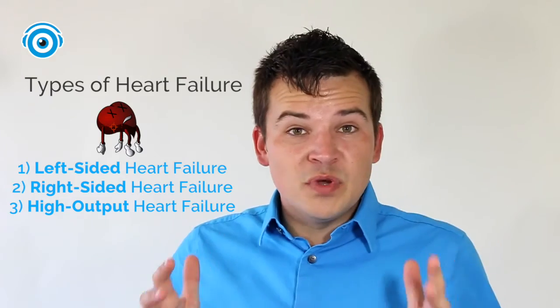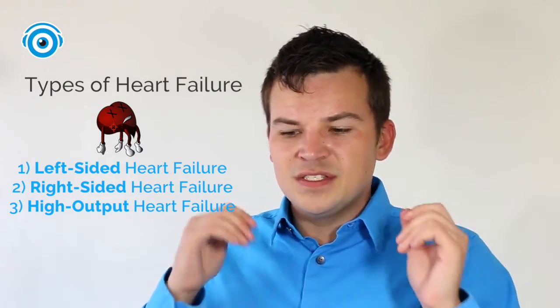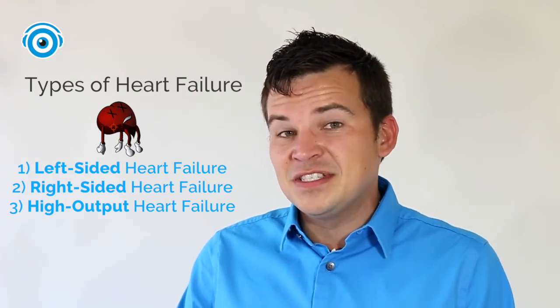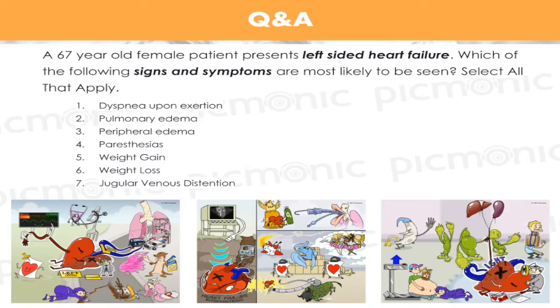Now, I love to put things together with a great little question. So let's try a question today. See if you can easily, immediately just see how easy it is to think about using pictures to just quickly go out and grab the signs and symptoms. A 67-year-old female patient presents with left-sided heart failure. Which of the following signs and symptoms are most likely to be seen? Select all that apply. My favorite. Dyspnea upon exertion, pulmonary edema, peripheral edema, paresthesias, weight gain, weight loss, or jugular venous distension.